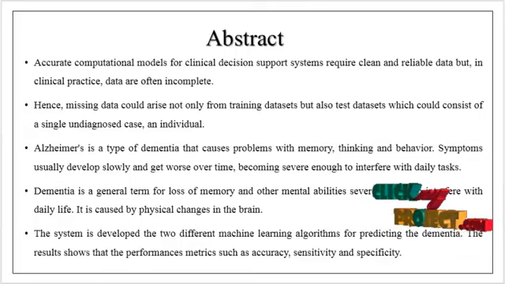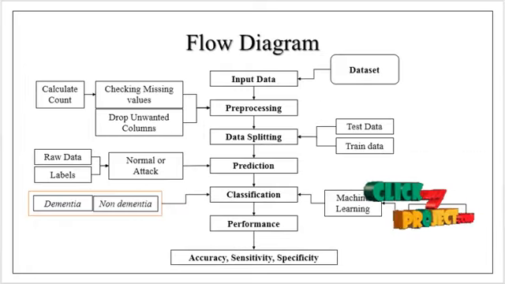Hence, in this process, we develop two different types of machine learning for predicting dementia, and the result shows performance metrics such as accuracy, sensitivity, and specificity. This process is mainly carried out to diagnose dementia as well as to improve the performance of the process. Now we are going to discuss the flow diagram of the process.